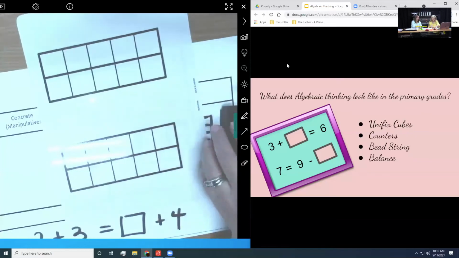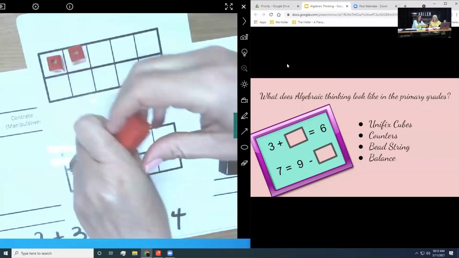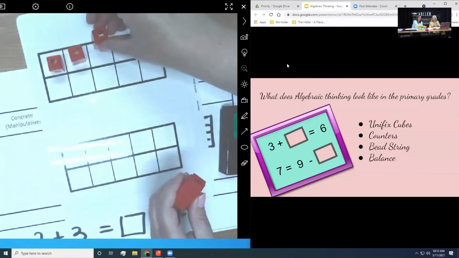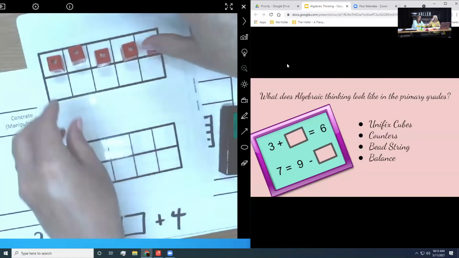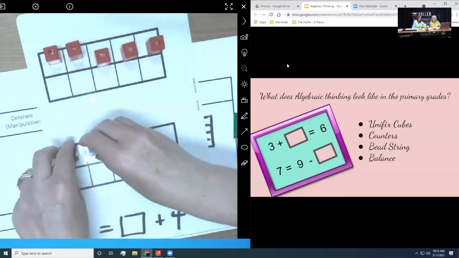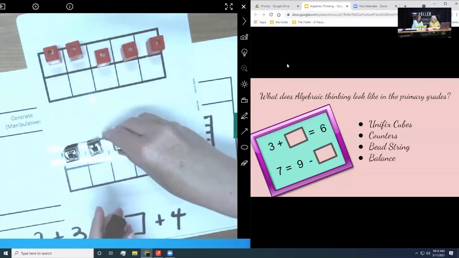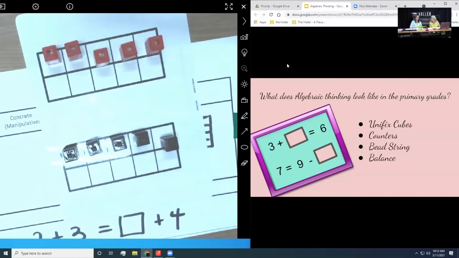And so up here she had 2 and then 3 more, and she could actually put these in a different spot on the 10 frame if we wanted to. So this is 2 and 3 more. And then here we know we have 4. So if I'm putting my 4 up here, that's the number I know, then how many more do I need to make these balance? I would need 1 more.